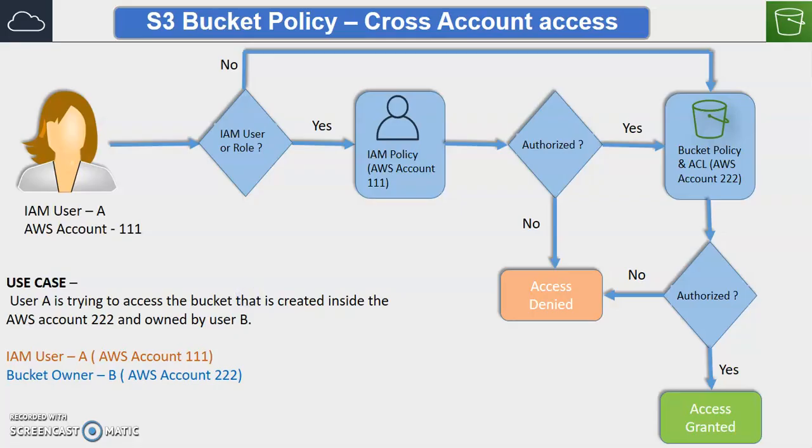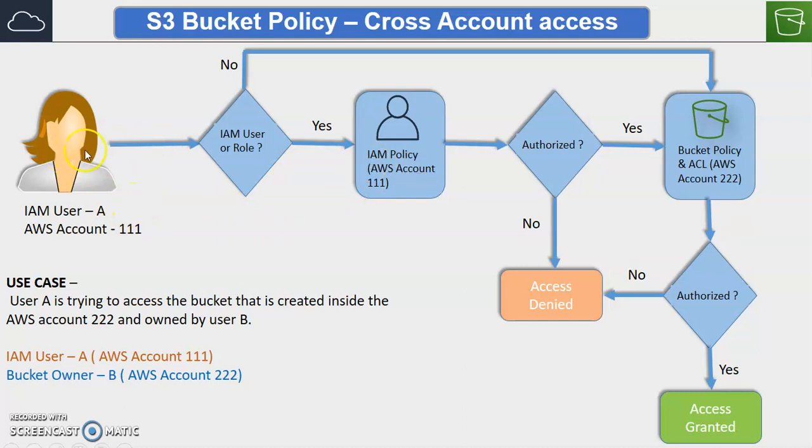Before we go through the demo, let me quickly go through the flow and access decision, how the decision is made in our use case. Our use case is cross account access of a bucket. The bucket is in account 222 and we need to access it from account 111. So we have one user, say user A, created in account 111, and it needs to access the bucket in account 222. In order to access this bucket, this user must first be created inside the IAM of account 111 and must be allowed S3 access in the IAM policy.